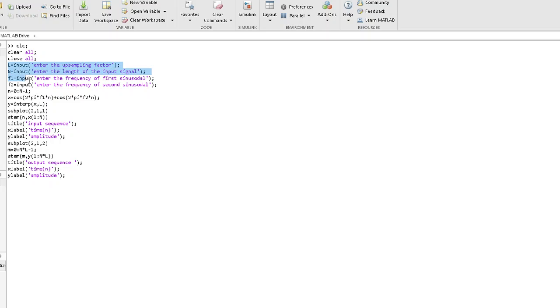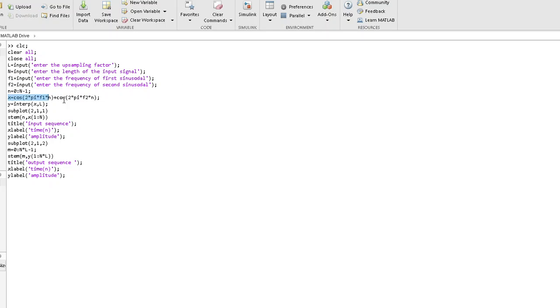For the setup, for the L variable, we are going to store there the input, or the upsampling factor, that the user would input. For the N variable, we're going to store the length of the input signal that the user wishes to have. And for F1 and F2, the user will enter the frequency of the first and second sinusoidal.